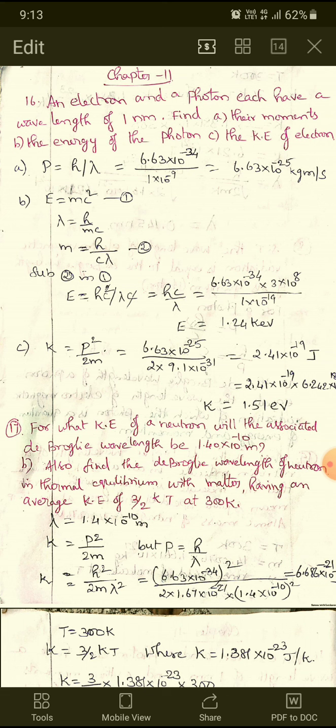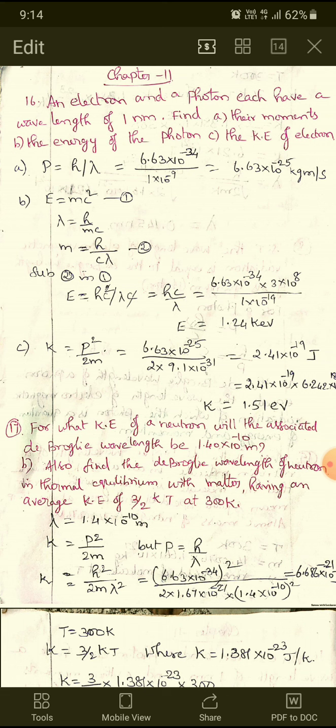Mark this as 2. Substitute equation 2, the value of m, in the E is equal to mc squared formula. So you will get E is equal to hc squared divided by lambda c. C and c will get cancelled, so you will get hc by lambda. Substituting the h value 6.63 into 10 to the power of minus 34, and the c value and lambda value, you will get the energy E as 1.24 kilo electron volts. That is the answer.